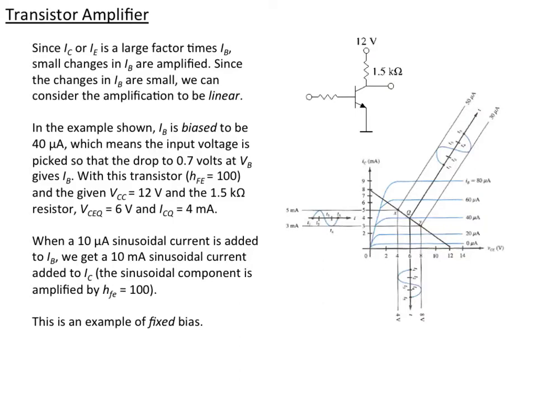So the result of a 10 microamp change in the current on the base leads to a 1 milliamp change on the collector current. Sorry, this should be 1 without a 0.